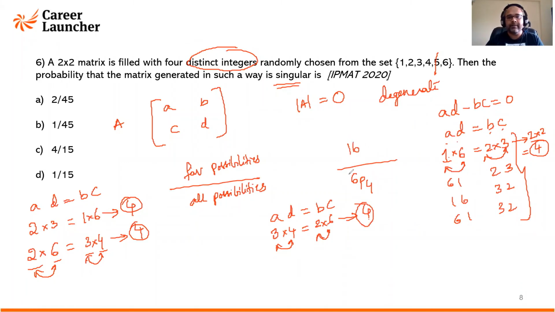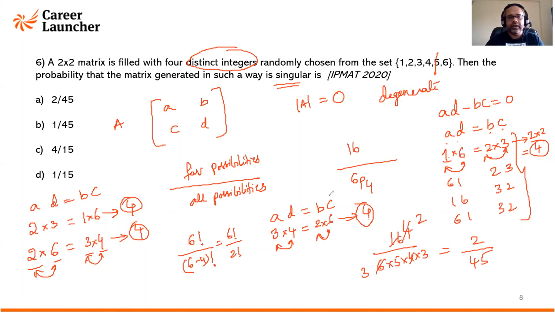So 16. So 16 by, what is 6p4? 6p4 is 6 factorial by 6 minus 4 factorial, if you remember, which is 6 factorial by 2 factorial. So that is 6 into 5 into 4 into 3. Right? So 4 goes 4 times, 4 4s are 16. 2 goes 2 times, 3 times. So this becomes 2 by 5 3s are 15, 15 3s are 45. So the answer is 2 by 45.